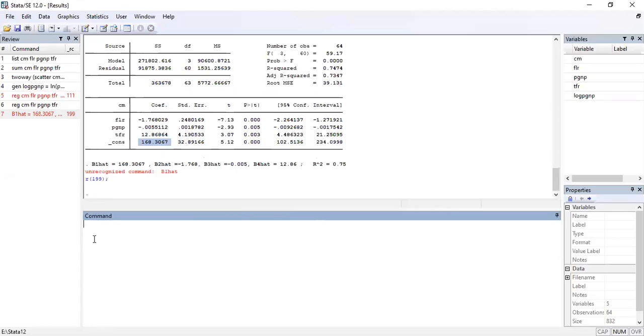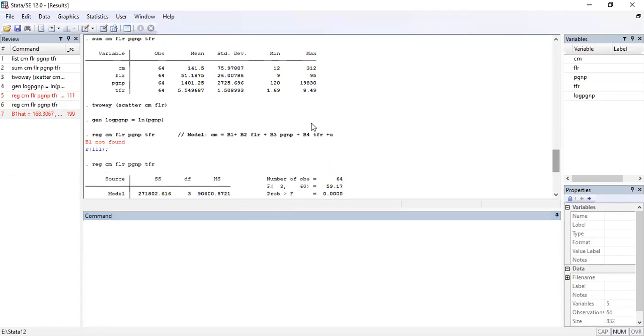Now what else can we do? As we showed in the last class, we can find all the y hats. How many observations are there in this data set? Can you see? 64 observations. If you find y hat, how many y hats will you get? 64. For each x, you will get one y hat. So let's find the y hats first.